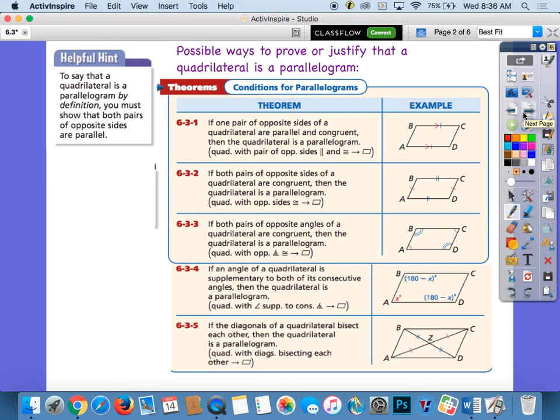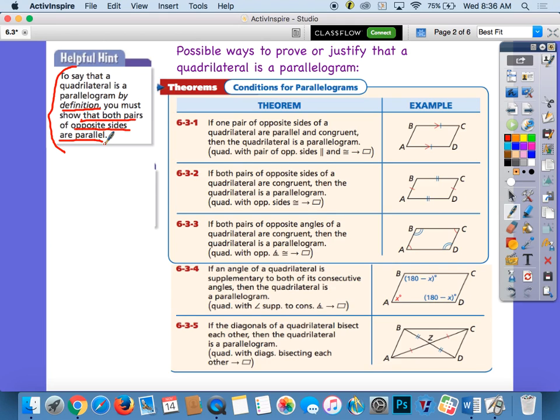All right, so right here, we're going to start with our definition, a little reminder from yesterday. To say that a quadrilateral is a parallelogram, by definition, again, you need to know the definition, you must show that both pairs of opposite sides are parallel. So your definition of parallelogram is that both pairs of opposite sides are parallel.